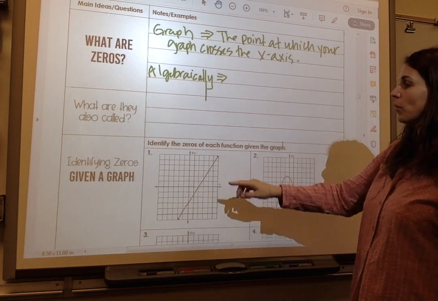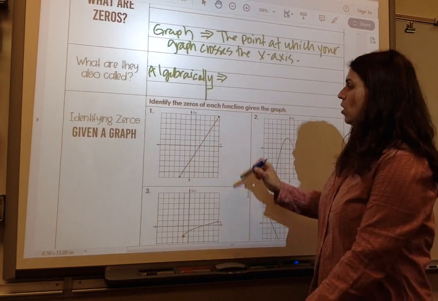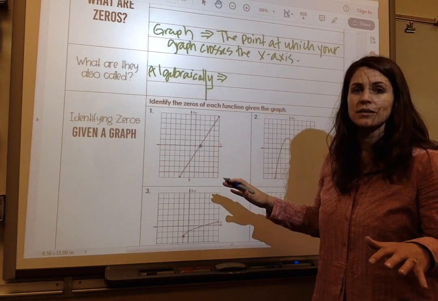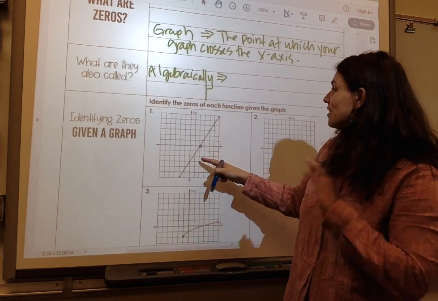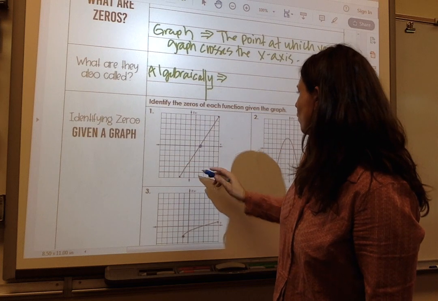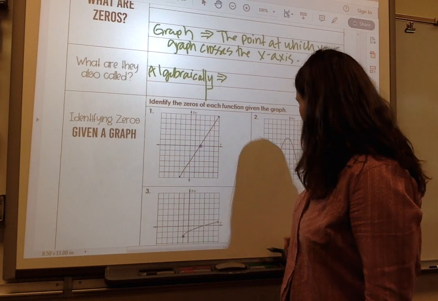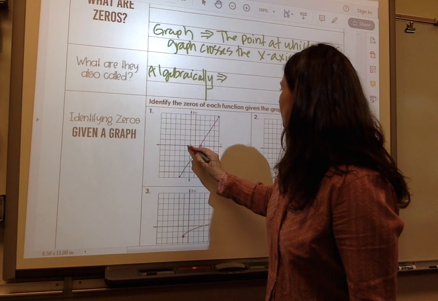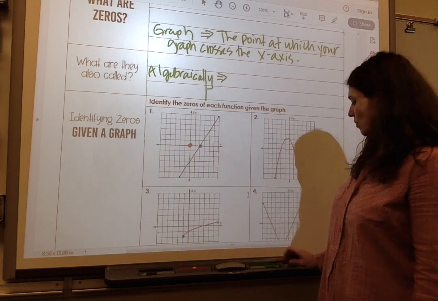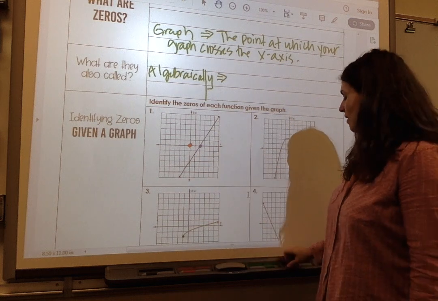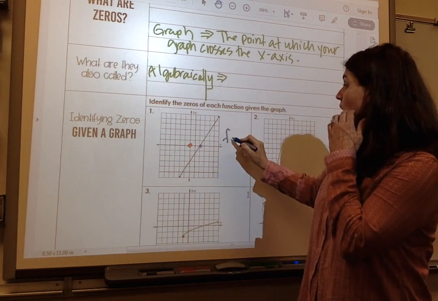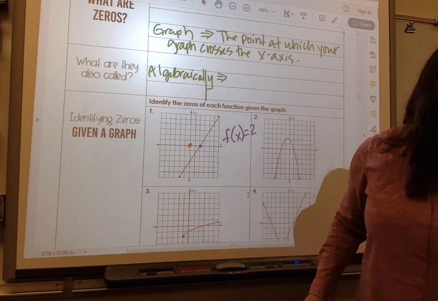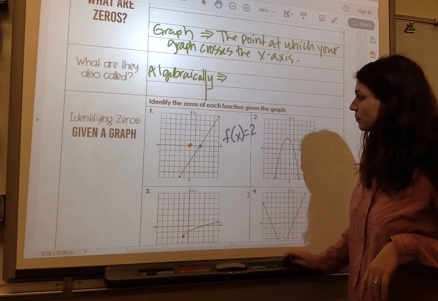So if we look at number 1, where is this graph crossing the x-axis? Let's identify my origin here. Here is my origin. I'm going to identify my origin in red. So it crosses the x-axis at 2. So f of x equals 2.